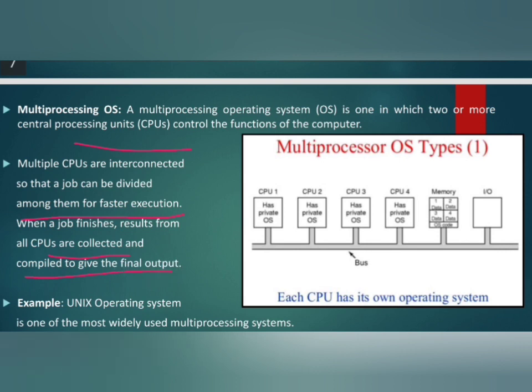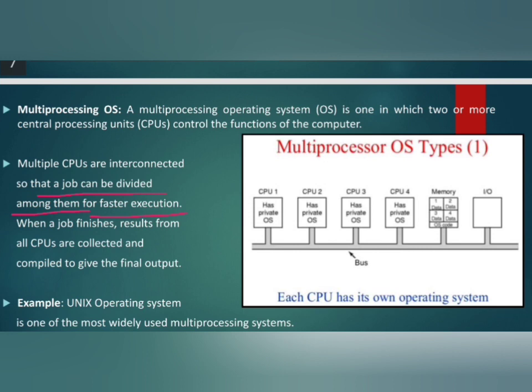That means, first of all, multiple CPUs are used for multiple processing. A CPU is itself a central processing unit, right? So multiple processing means multiple CPUs. Just remember it like that. And also you can see multiple CPUs are connected so that a job can be divided. That means one single job is divided among all the CPUs that are connected for faster execution.